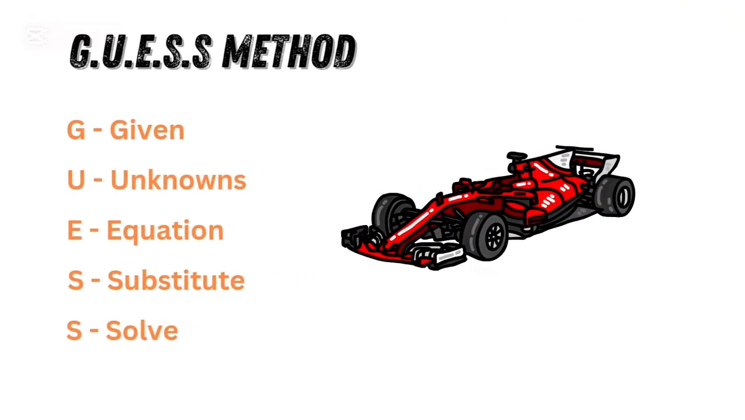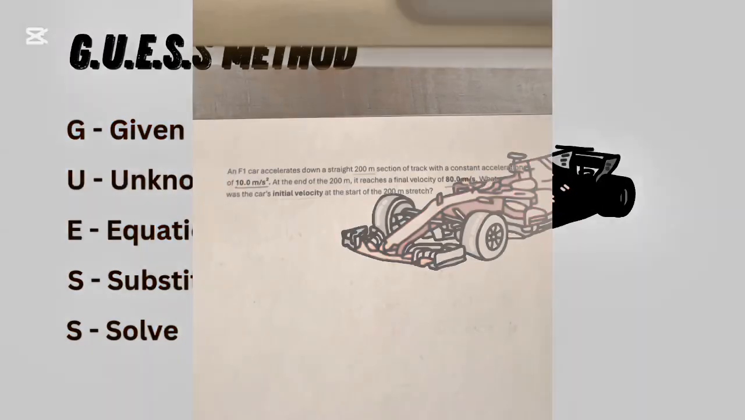Now, the method we will use is GUESS. G for givens, U for unknowns, E for equation, S for substitute, and S for solve. Alright, so this is our problem that we're going to solve using the GUESS method.